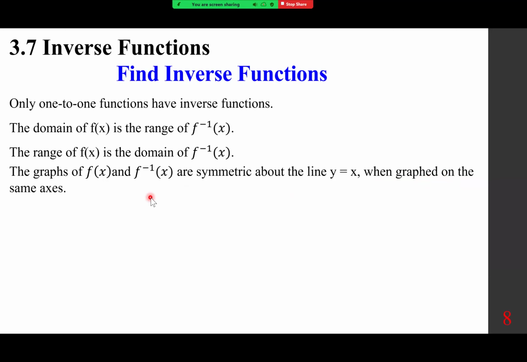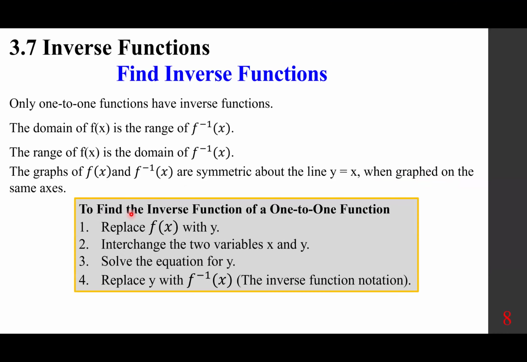So these are some properties we should know. To find the inverse function of a one-to-one function, replace f of x with y. We do that because it makes it easier to work with. Interchange, and that's the key, interchange the two variables x and y. And right at this step, we do have the inverse. However, we normally solve the equation for y and replace the y with f inverse of x.